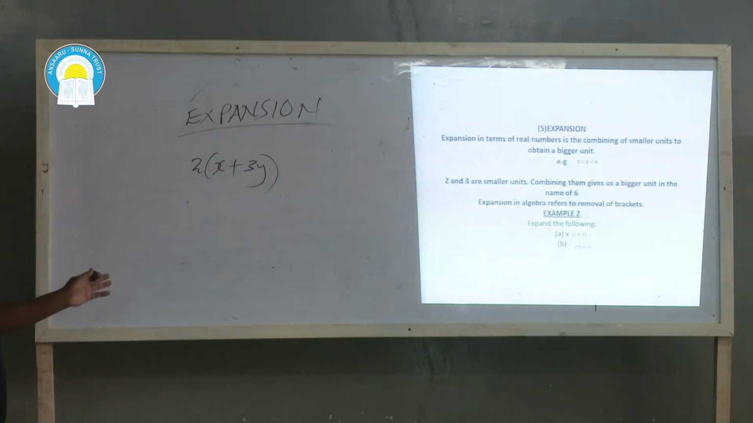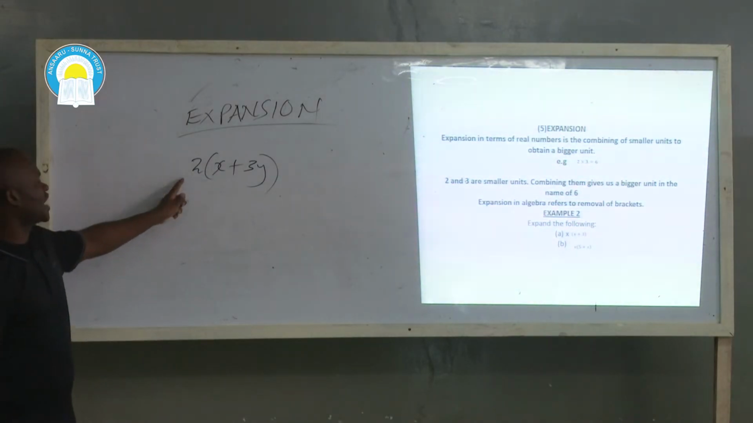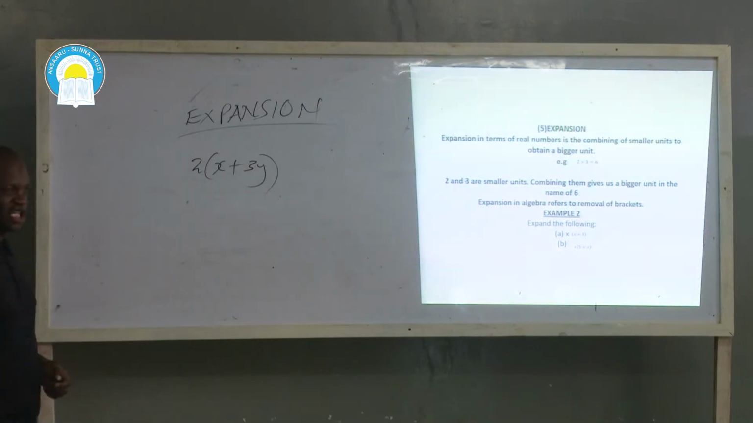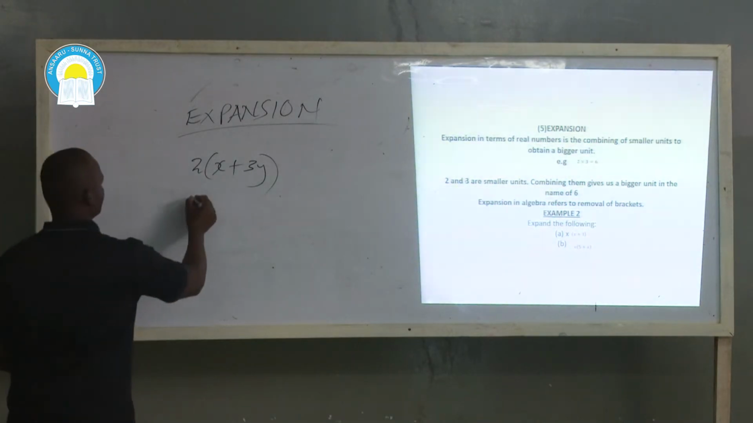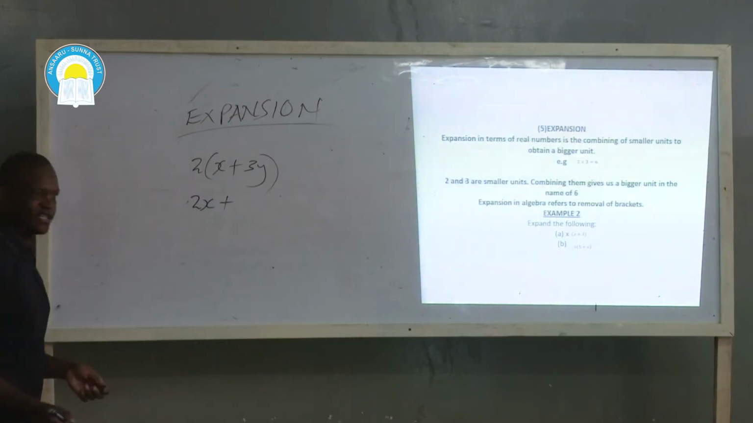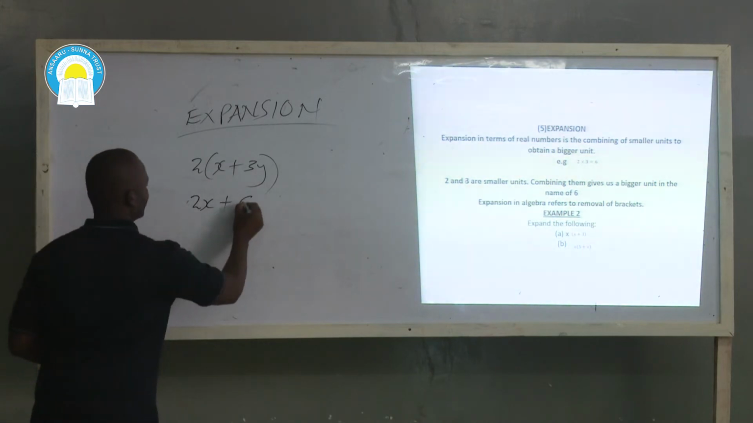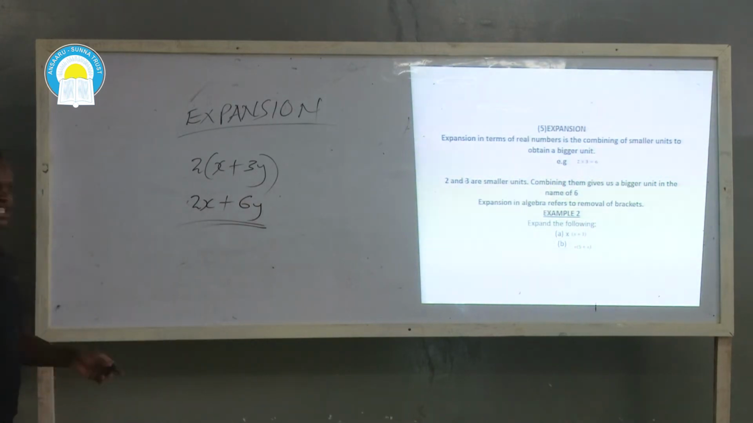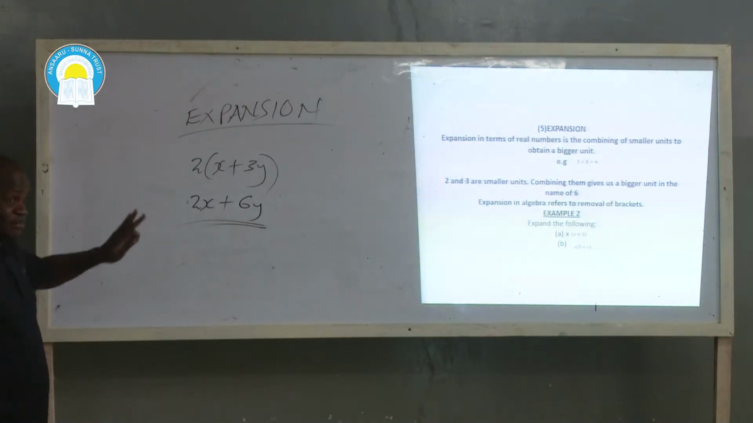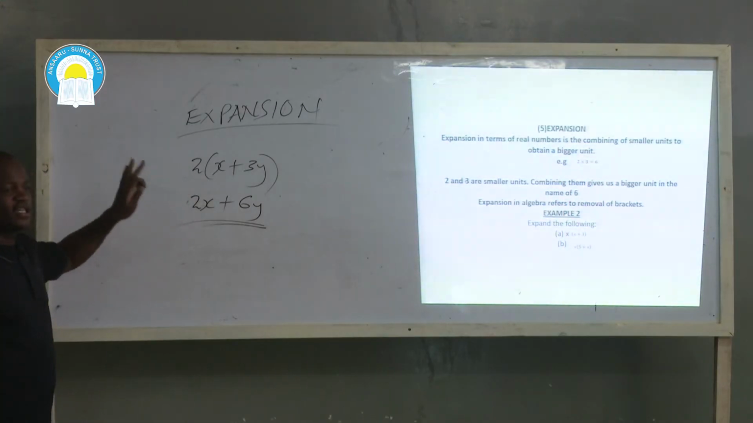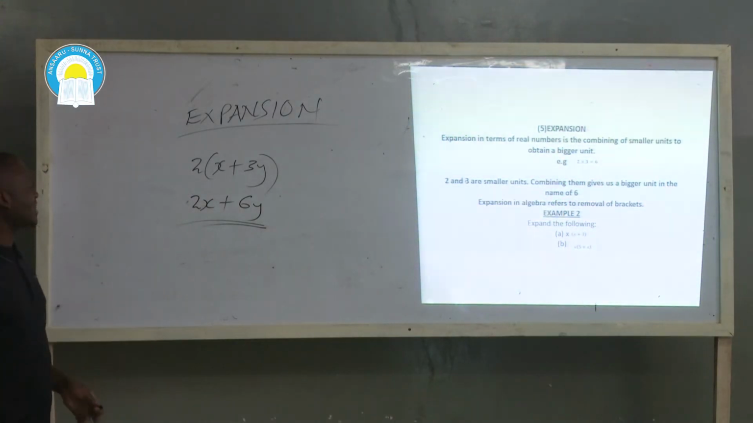Now what is the implication of brackets? Something you've done in board math, you multiply what's inside by what's outside. So begin by multiplying 2 and x to give you 2x. Then plus 2 times 3y to give you 6y. If you're very keen now, whatever we have written here, we don't have brackets. Brackets have gone. So we're saying expansion is the removal of brackets.